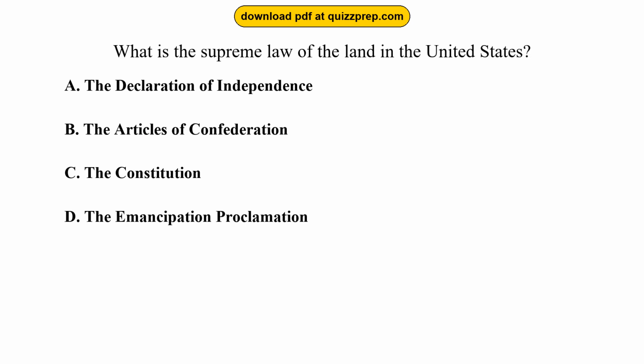What is the supreme law of the land in the United States? Option A, the Declaration of Independence. Option B, the Articles of Confederation. Option C, the Constitution. Option D, the Emancipation Proclamation. The correct answer is option C, the Constitution. The Constitution is the supreme law of the land, meaning no other laws can contradict it.